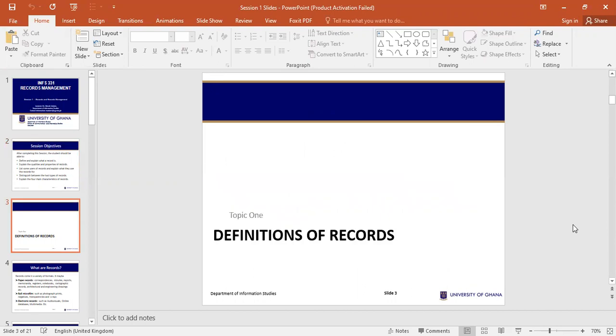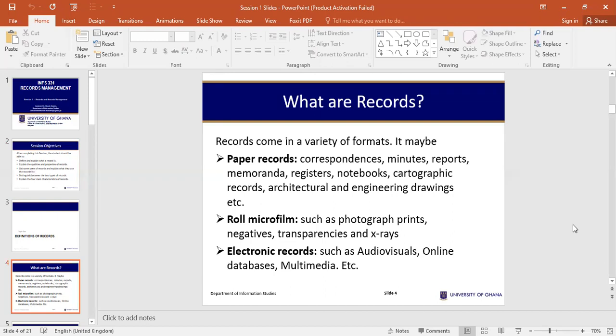Now, let's look at some definitions of records. What are records? Records come in a variety of formats. Let's look at the formats first. We have paper records: correspondence, minutes, reports, memoranda, registered notebooks, cartographic records, those drawings that people do, architectural and engineering records or drawings. Then we have raw microfilm, such as photograph prints, negatives, transparencies, and x-rays. And then we have electronic records, such as audiovisuals, online databases, multimedia, etc.